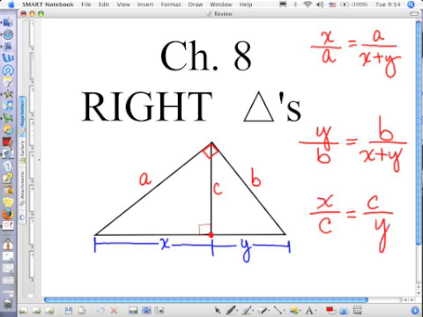Now, these are all the relationships that exist with all these pieces. Now, you're not going to have all these pieces. You're going to be given 2 out of 3 pieces of information, and you're going to have to decide which one of them to use. Okay? And you can find practice for that in the Chapter 8 chapter test.